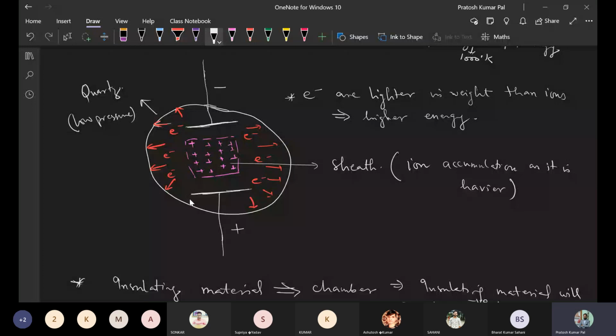In the positive half, it will be repelling these two, since this is positive and this is positive. So some potential will be developed here. Based on the potential of the plates, we define the ion energy. When this is negative, the ions will be attracted towards it, but when this is positive, it will be repelling, so high energy ions will be there.